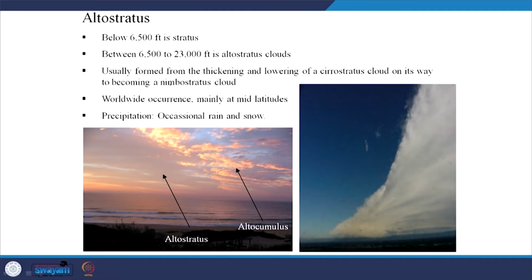So usually they are formed from the thickening and lowering of the cirrostratus cloud on its way to becoming a nimbostratus cloud. They are to be seen everywhere, a worldwide occurrence, mainly at the mid latitudes. Mid latitudes are the places where you can find altostratus clouds. A precipitation that you can expect from this type of cloud is occasional rain and snow, because they are at high altitudes. You can also expect some amount of snow.